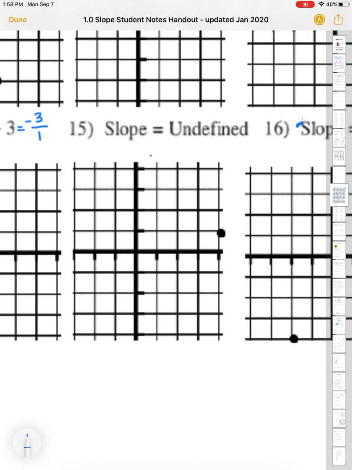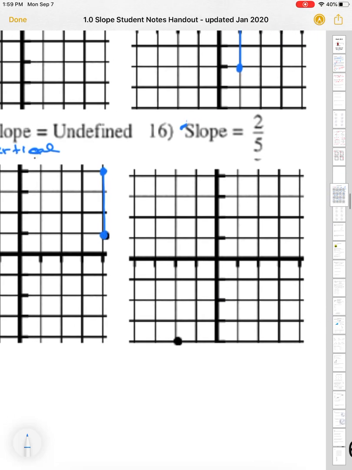A couple more examples, just a few here. We've got an undefined one. Undefined means vertical. And I'll go write it correctly. So straight up and down, it's way over here. So if I put it here, I can put the ruler in if I want, but I'm actually able to draw it pretty straight. And then slope is equal to 2 over 5.